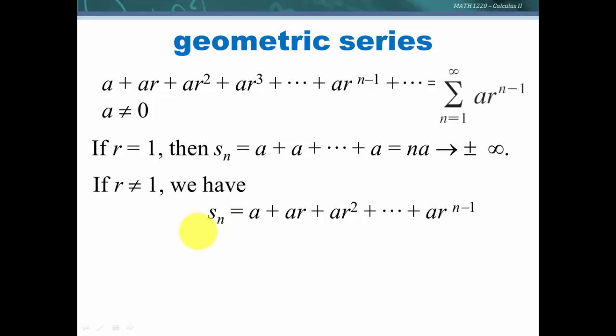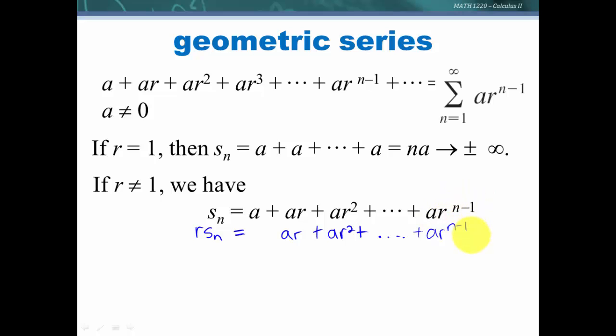However, if r was not 1, then we would have this sum, and we're going to take this and we're going to multiply both sides by r. So this would be r S sub n equal, this would be ar. I'm going to line it up over here. You'll see why in a minute. Multiplying this by r would be ar squared. Continue along, and we would have one here that would be ar to the n minus 1.